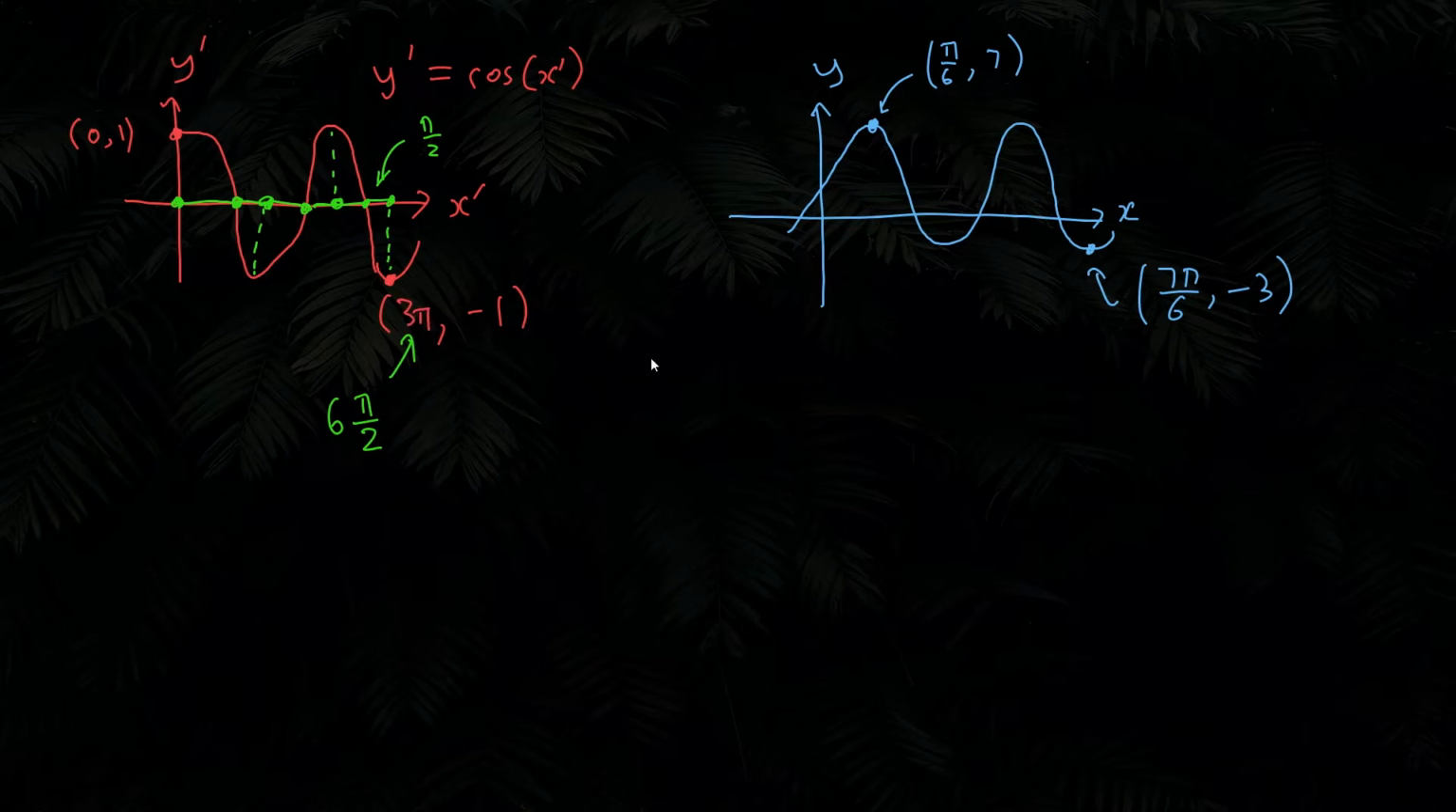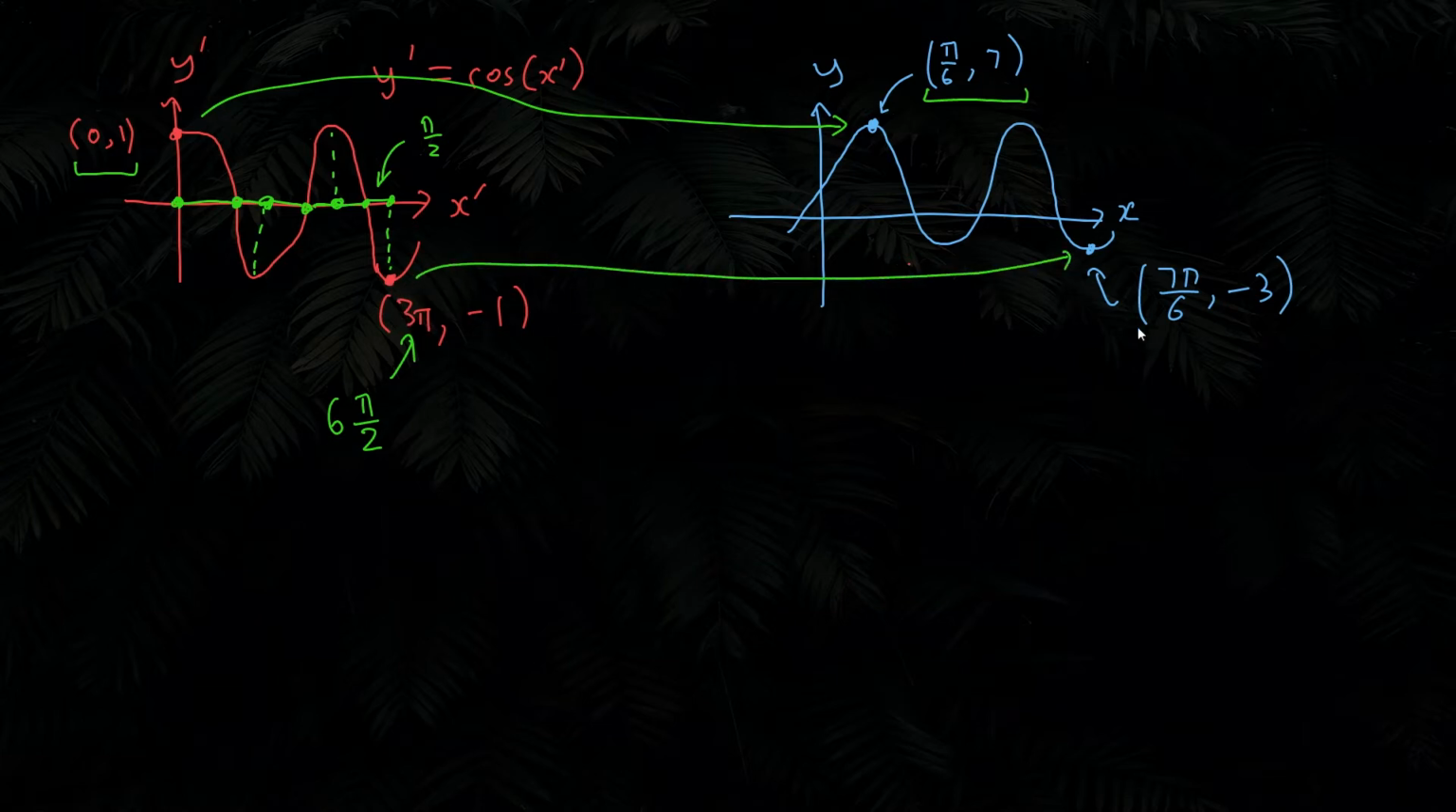And now the idea is that we want to transform this graph to get this graph. And so in particular, this point here with coordinates 0, 1 needs to map over to this point with coordinates pi over 6, 7. And in a similar way, this point here with coordinates 3 pi, -1 needs to map over to this point with coordinates 7 pi over 6, -3. So this is going to go there, and this needs to go there. And we need to find a transformation that does that. So that's really the problem here.